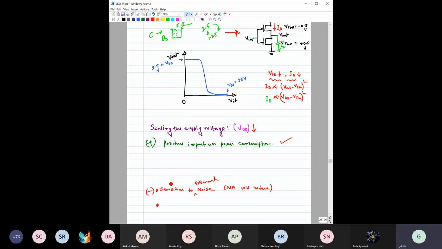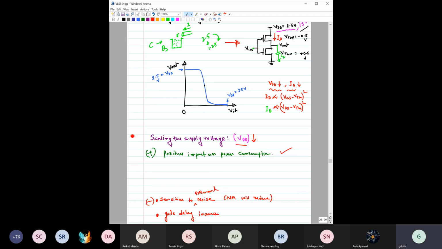So then, what is the verdict? If you reduce this VDD, what will happen to the charging time? So gate delay increases, right? So basically the gate delay increases, right?